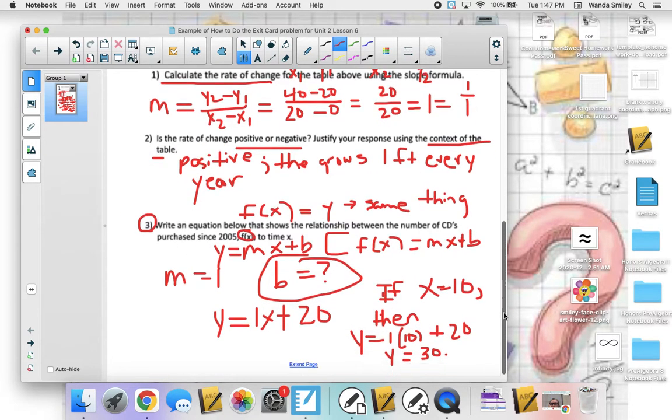So the b comes from where you started on the y-axis, and we're going to talk more about that tomorrow in class when we talk about graphing linear functions using slope-intercept form. The only thing they changed is that they're using f of x instead of y, but again, f of x and y are the same thing. They're interchangeable with each other.